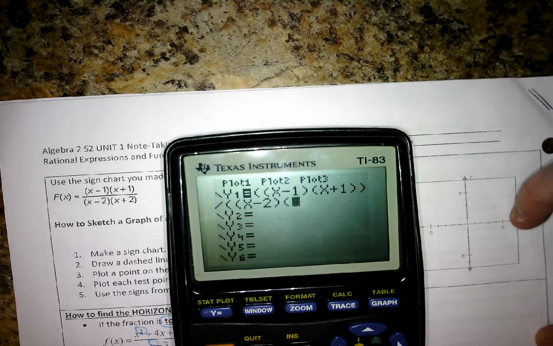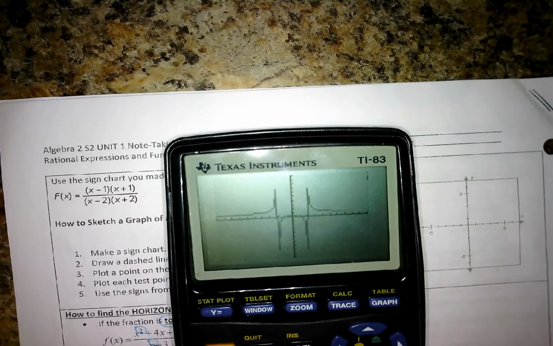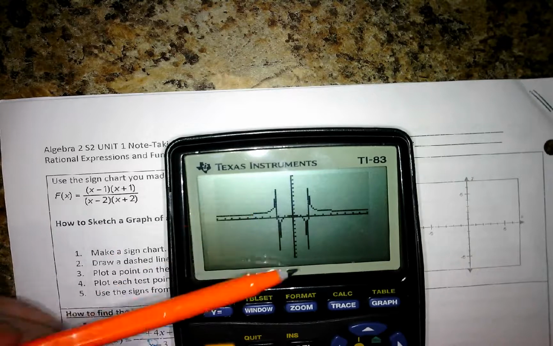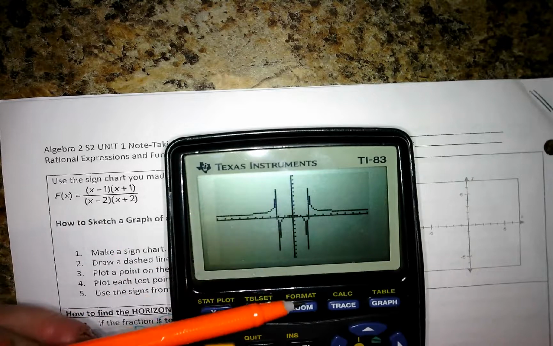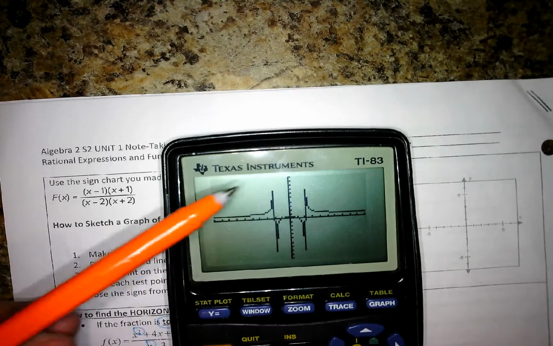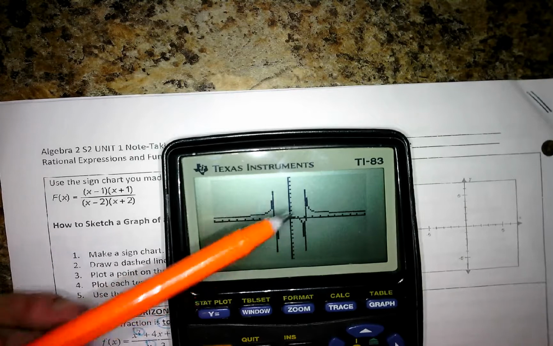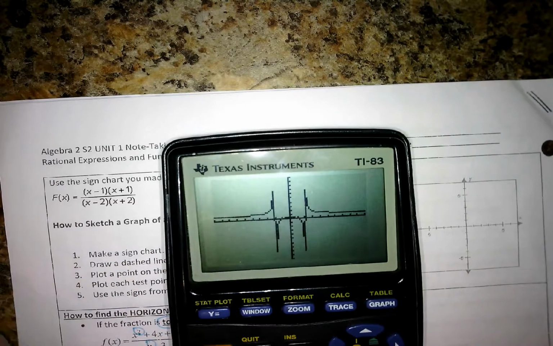Now let's graph this one. Now you can see this one, and you can see that mine actually draws these asymptotes kind of connected to it. Depending on your calculator, it might show you the asymptotes better, it might not. This calculator I'm using right now is a TI-83. I swap back and forth between a TI-83 and a TI-84.